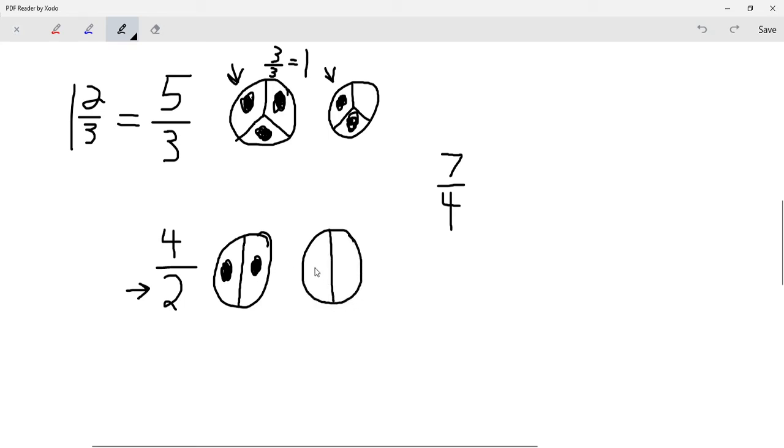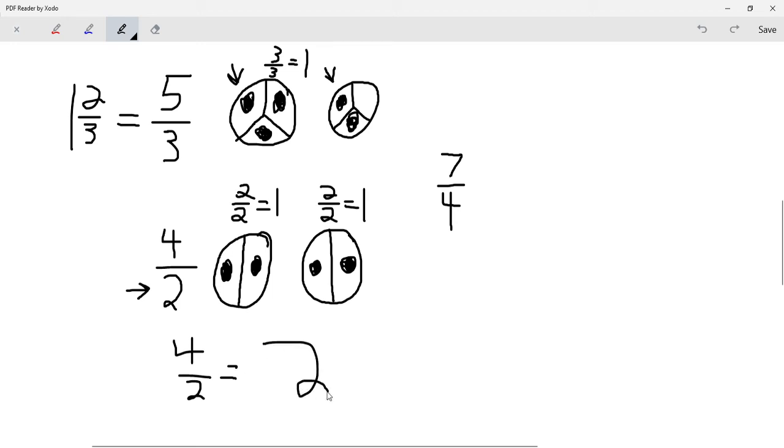Now I've shaded 3, and now 4. Like I said, this is 2/2, which equals 1, and this is 2/2, which equals 1. So 4/2 actually equals 2, because I filled in 2 wholes here. So 4/2 equals just 2 wholes. That's it.